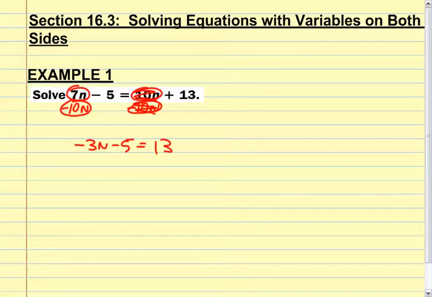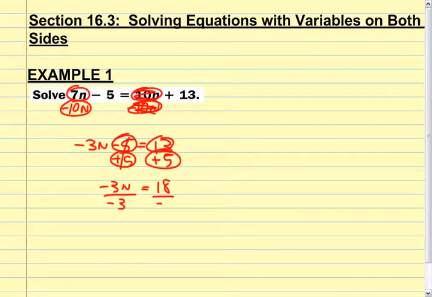Matt, what would you do next? Add 5 to both sides. All right. And Matt, what happens to those two things? Cancel out. Negative 3n. And what do I get when I put those two together? 18. Bolton, what do I do from there? Divide by negative 3 on both sides. All right. And T, what do I get on this side? N. Good.